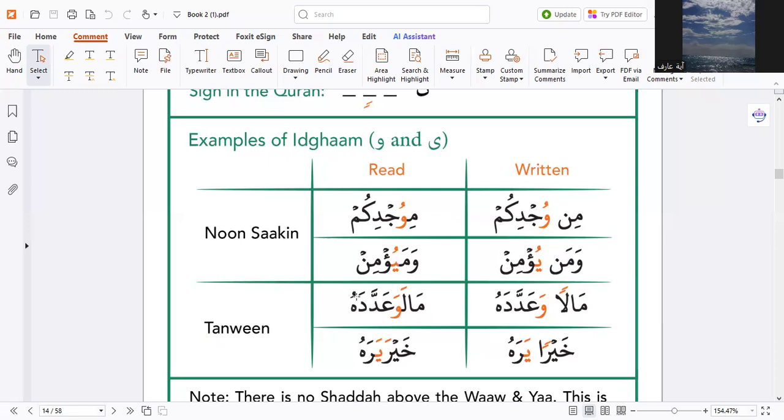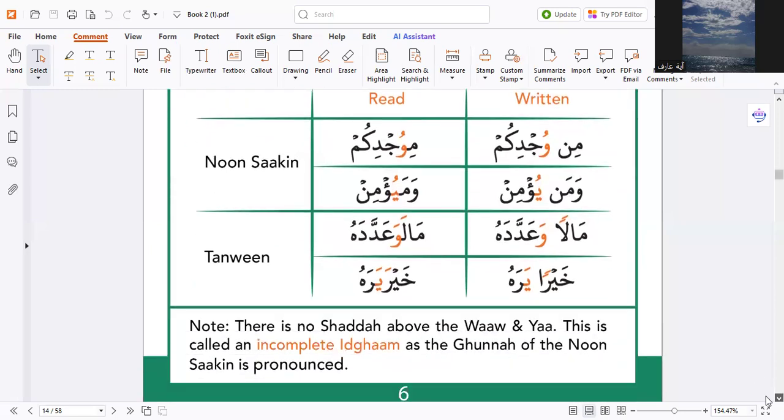This is the shape of the merging. So it should be read like this, but it is written in the Mushaf in this way. If we see مَالًا وَعَدَّدَ in the Quran, we should read it like this, merging the sound of the tanween with the other letter, the wow, and don't forget to apply also the nasal sound.